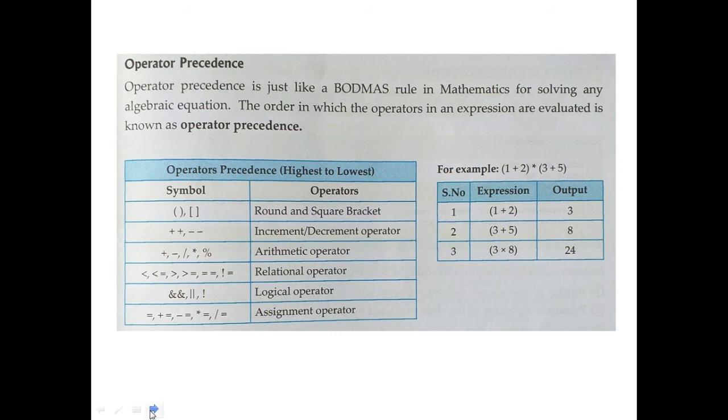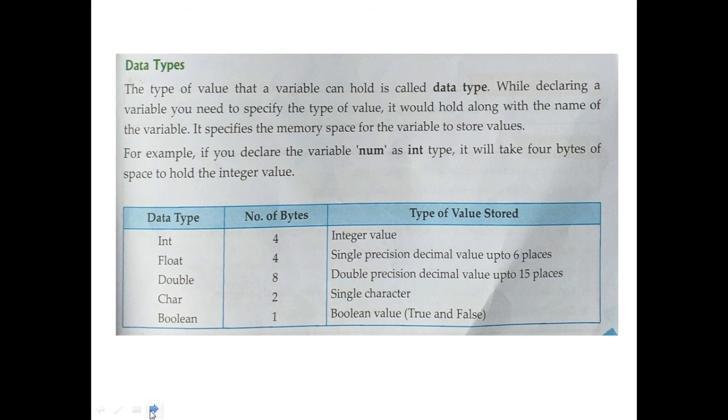The order in which the operators in an expression are evaluated is known as operator precedence: round and square brackets, increment, decrement, arithmetic operators, relational, logical, and assignment operators. So this was about tokens, students. How many types of tokens have we done? Variable, constant, identifiers, and operators.